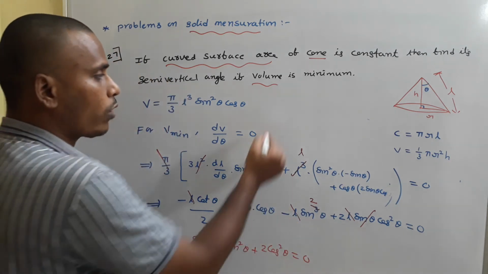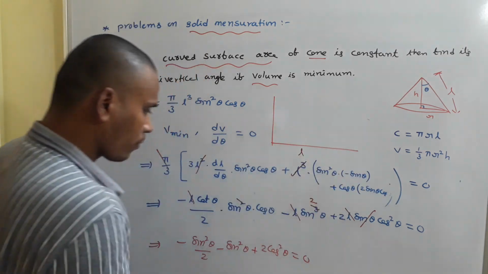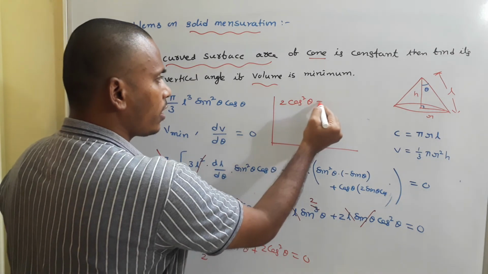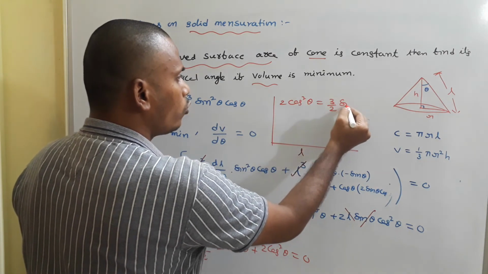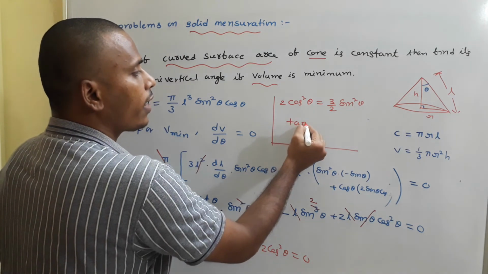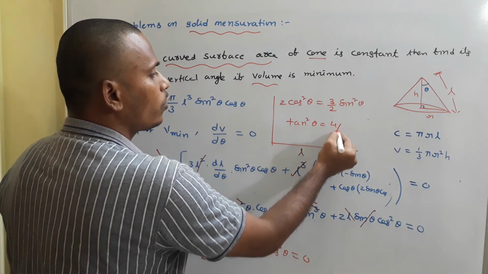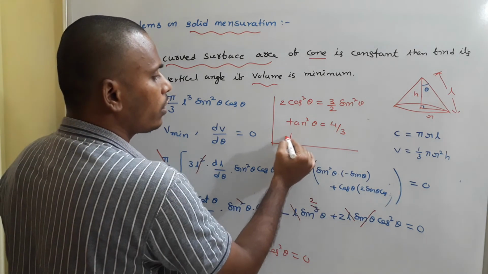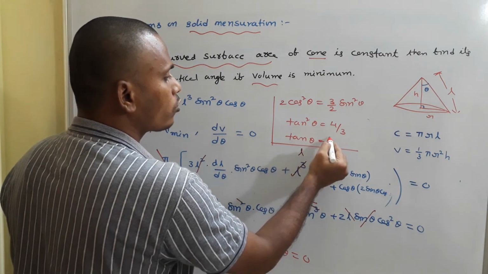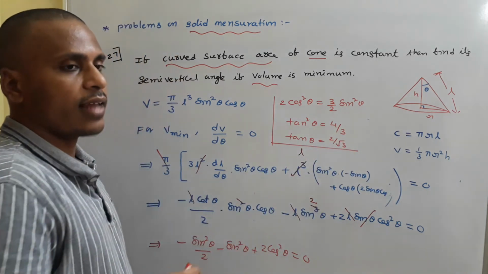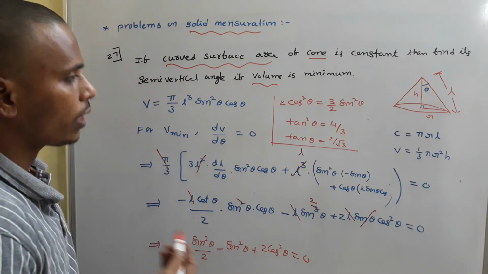So from there we need to calculate theta value. You just send these two terms that side. 2 cos square theta is equals to 3 by 2 sin square theta. And if you rearrange, tan square theta is equals to 4 by 3. Since tan square theta is equals to 4 by 3, tan theta is equals to 2 by root 3. So theta is tan inverse 2 by root 3. At the end, that's our answer.